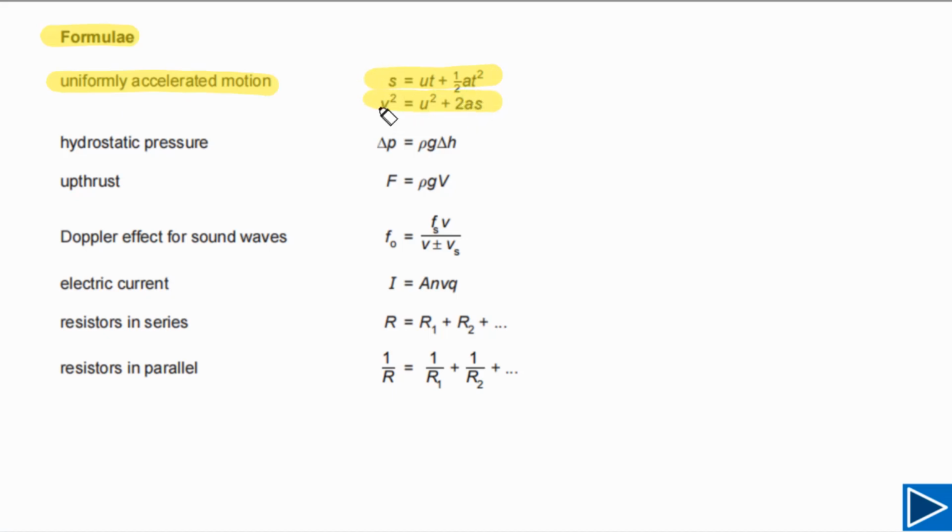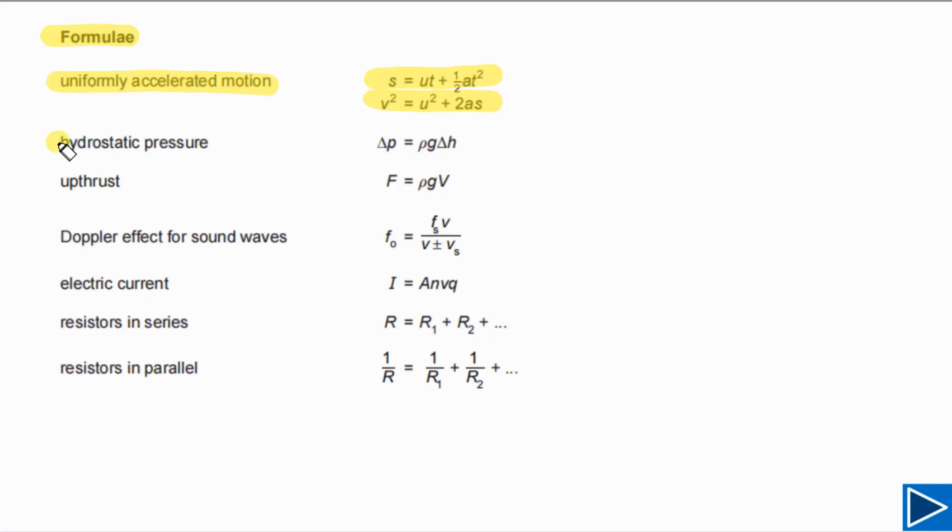s is the displacement, not the distance. Displacement is equal to distance when the body is moving in a straight line. So you have to be very clear. s is displacement, not distance. Distance and displacement are equal in magnitude if the body is moving in a straight line.